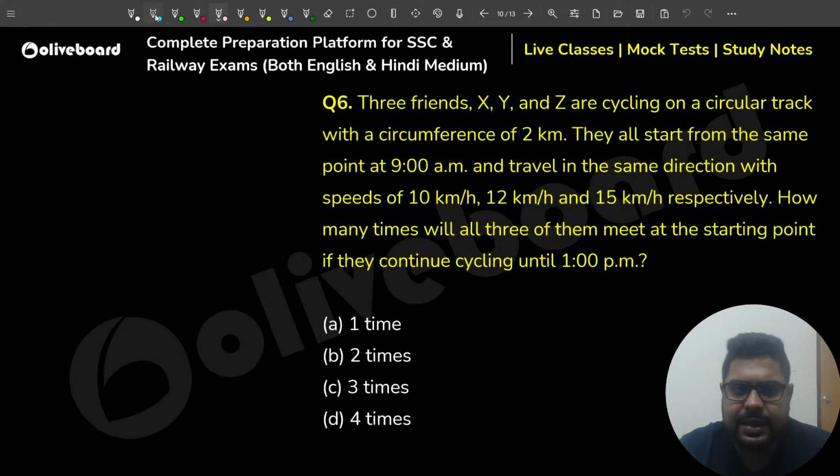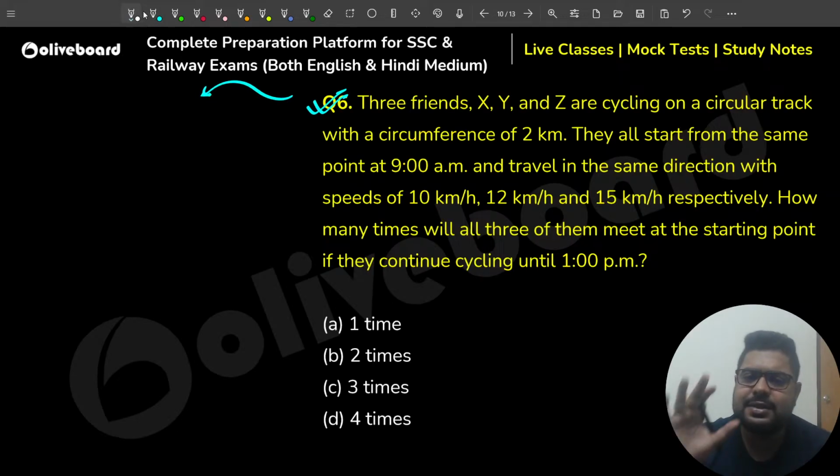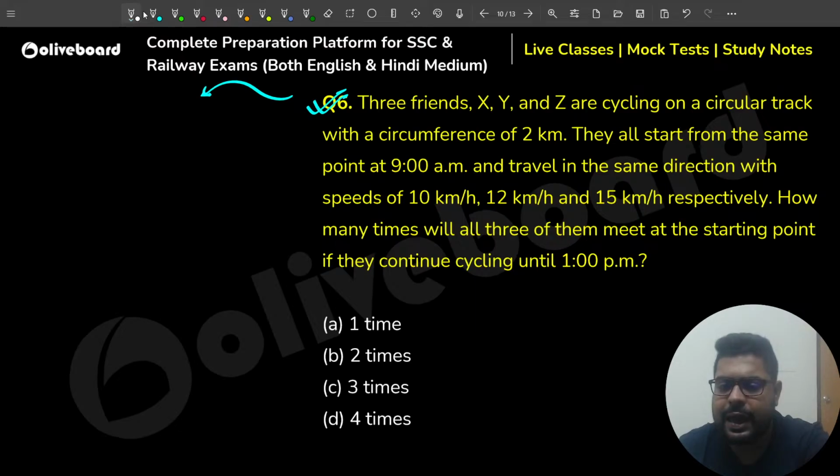Sir, again another circular track. Again, you see, I've taken circular track questions intentionally because they have asked a lot of questions in the last year around, which makes this very important. Also, many people are not comfortable solving circular track questions. They say, sir, let's get rid of this. I don't want that. I want you guys to revise this.